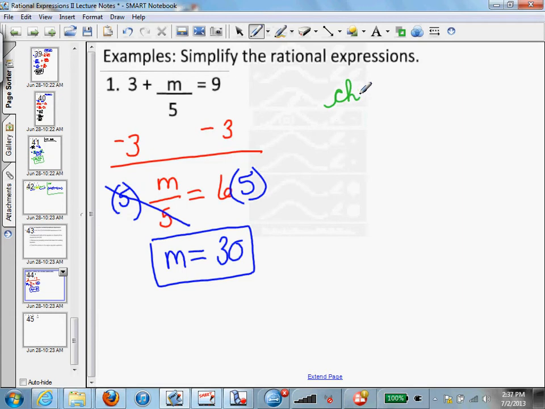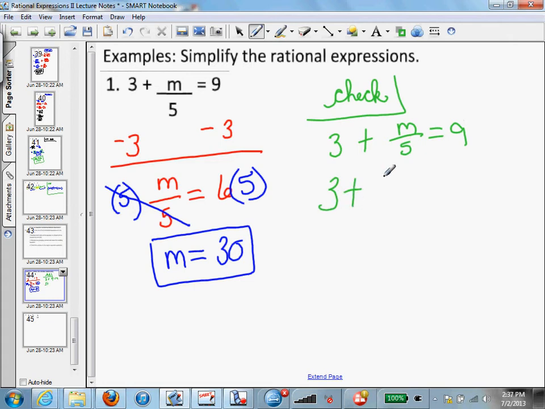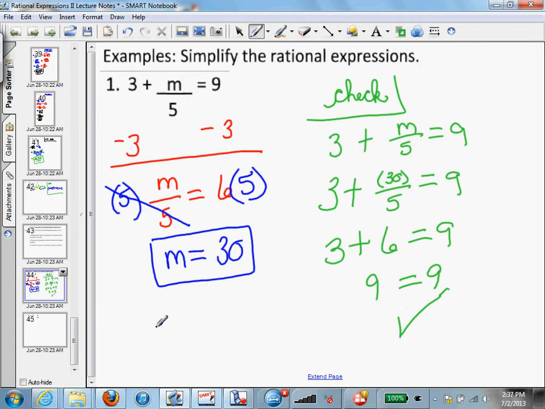Now we need to initiate our check. So write our original equation of 3 plus m over 5 equals 9. Now let's have 3 plus what we think m to be, 30 over 5, equals 9. So 3 plus, and then 30 over 5 is 6, equals 9. So 3 plus 6 is 9, equals 9. That is a true statement, so that means m is equal to 30.